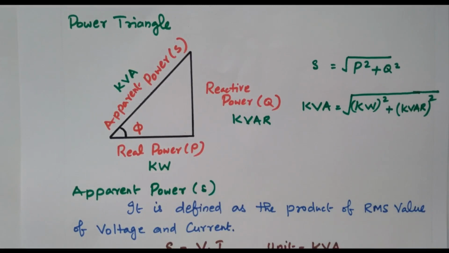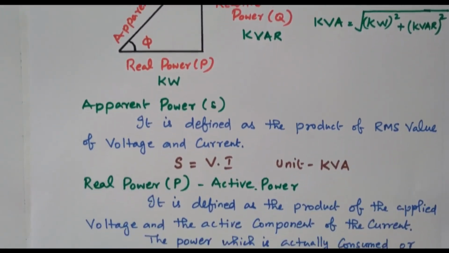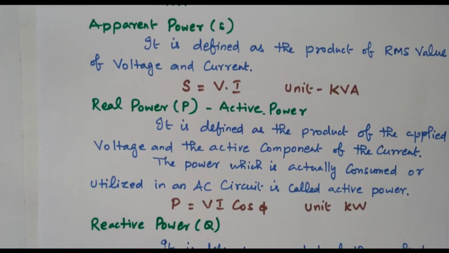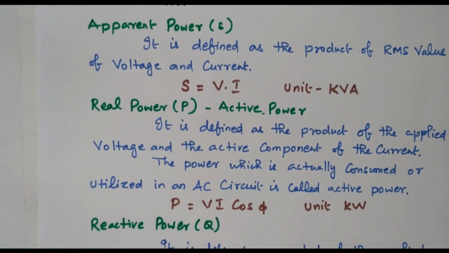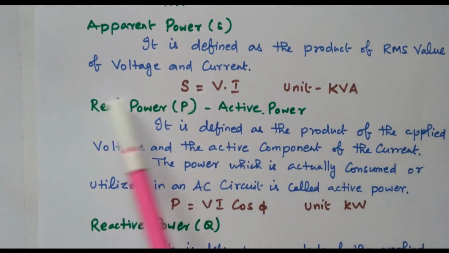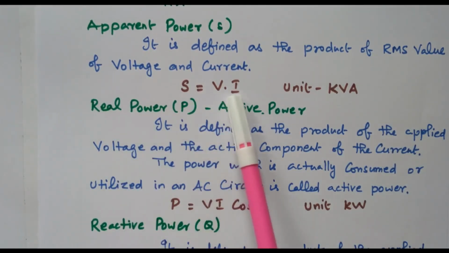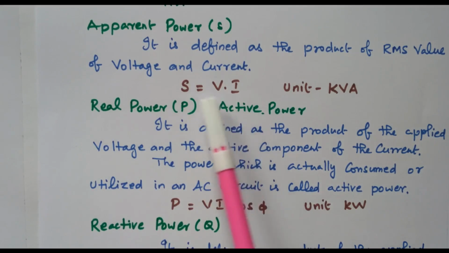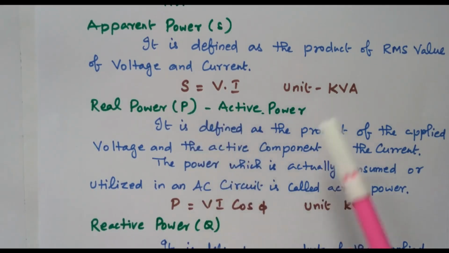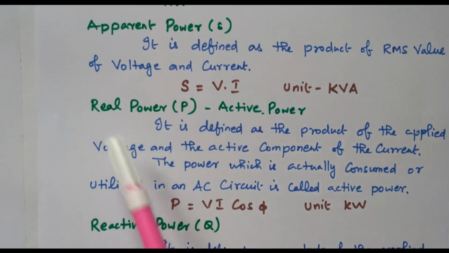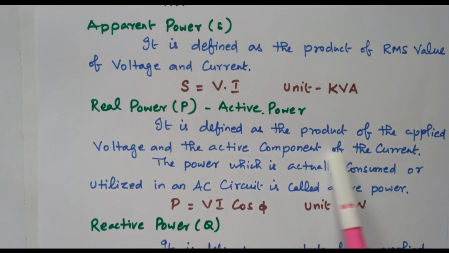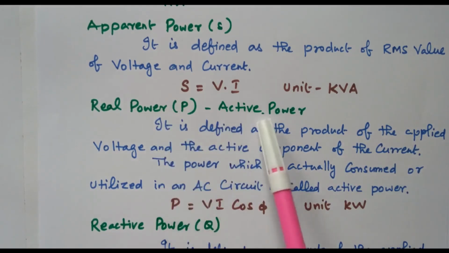Now we'll see what is meant by apparent power, real power and reactive power, one by one. The apparent power is the product of the RMS value of voltage and current, simply V into I. The unit is kVA. What is real power? It is the product of applied voltage and the active component of the current. There are two components available, active and reactive. If you multiply the active component of current with voltage, that is called real power or active power.